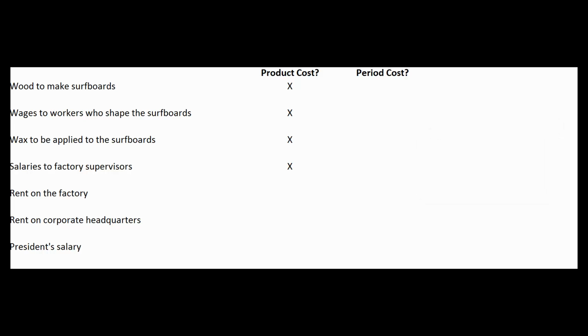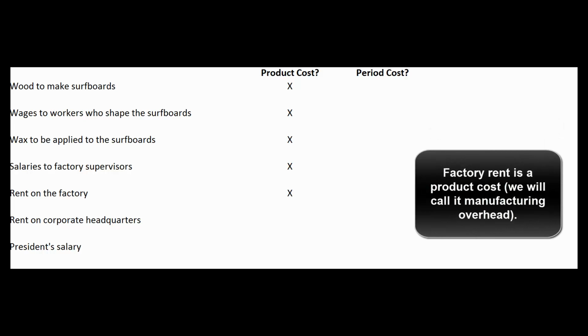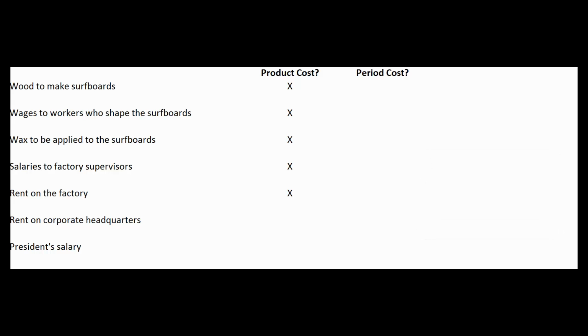Any cost incurred inside the factory is a product cost, which is different than rent on the corporate headquarters. Nobody makes anything in the corporate headquarters, so that's a period cost. And it's the same thing for the president's salary. He or she doesn't make anything. They're the president of the company.